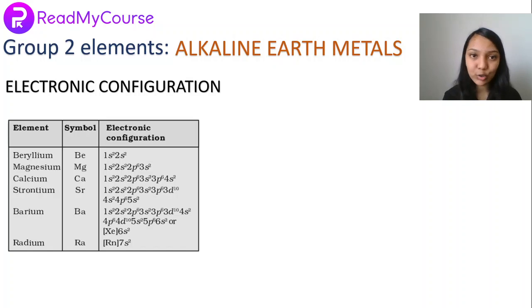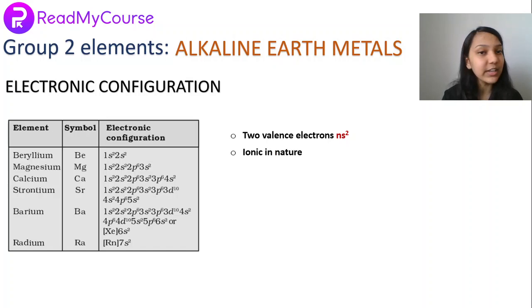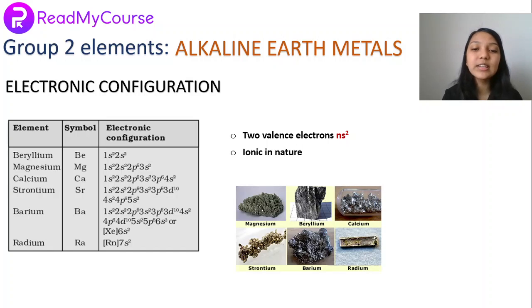And these are the electronic configurations of all these alkaline earth metals. So now we know that they have the outer electronic configuration ns2, that is, they have two valence electrons, and they're ionic in nature. So all the alkaline earth metals are ionic in nature, and this is how they look, the appearance of magnesium, beryllium, etc.